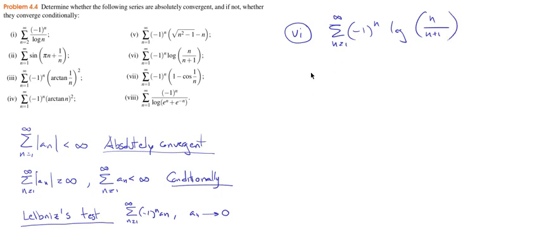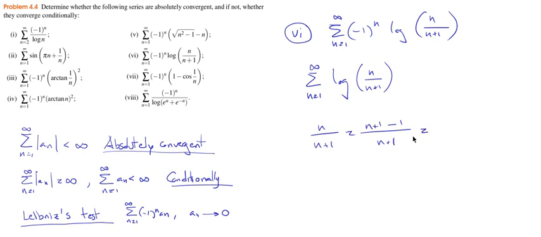Now, the series of the absolute value of this general term is the logarithm of n over n plus 1. Now we can say that n over n plus 1 is n plus 1 minus 1 over n plus 1, so this is 1 minus 1 over n plus 1. We know that the logarithm of 1 minus 1 over n plus 1 will be asymptotically equivalent to minus 1 over n plus 1.